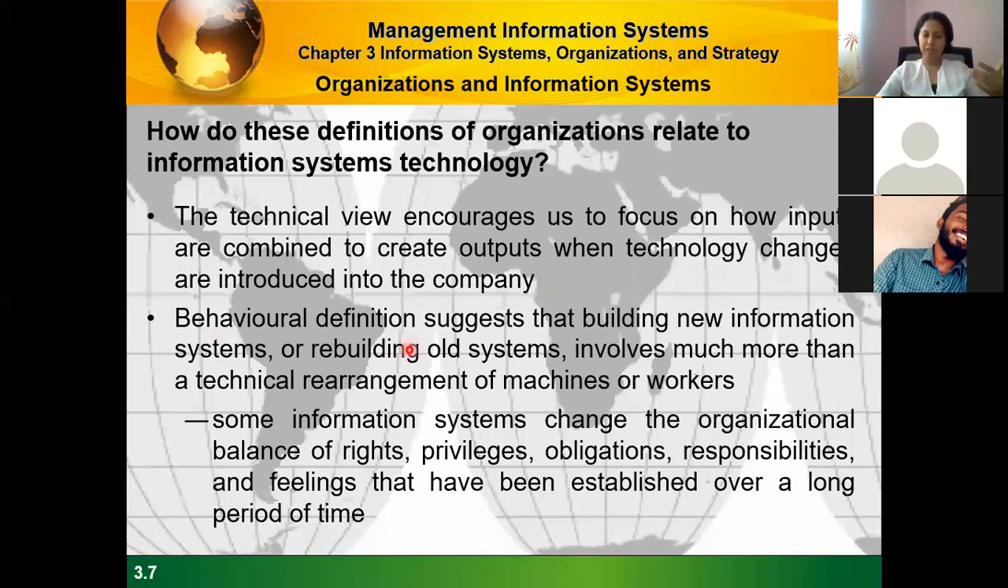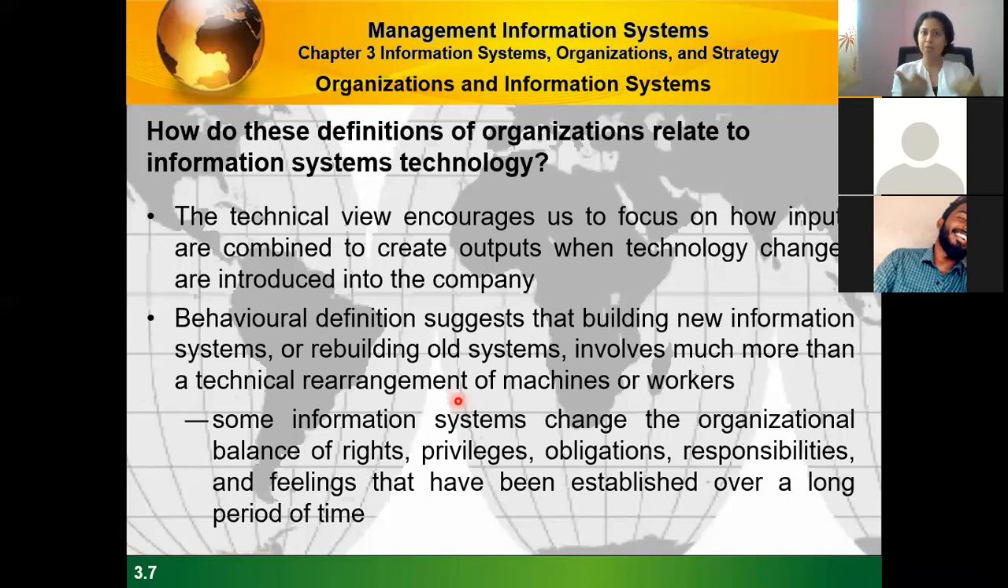And if we look at the behavioral definition, this suggests that building new information systems or rebuilding old systems involves much more than a technical arrangement of machines or workers. When an organization builds a new information system, or tries to rebuild an old system, maybe upgrade it or make certain changes to an existing system, it involves much more than a technical rearrangement. There can be a technical change in the way people work, the machinery we use, and all those things according to the technical view.